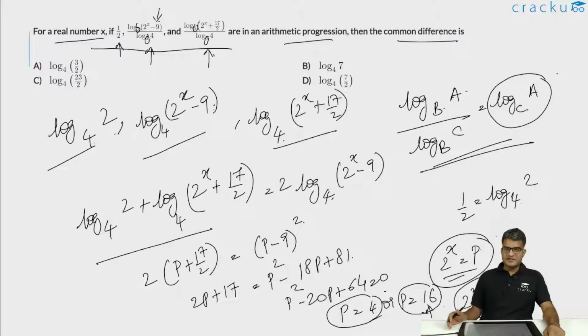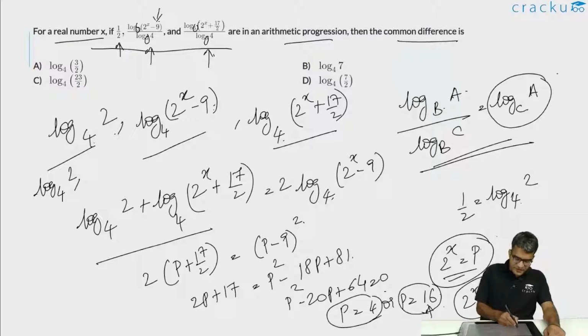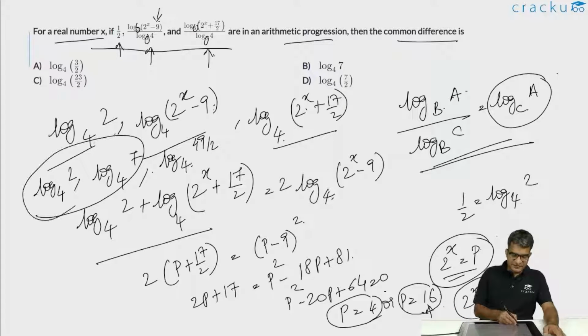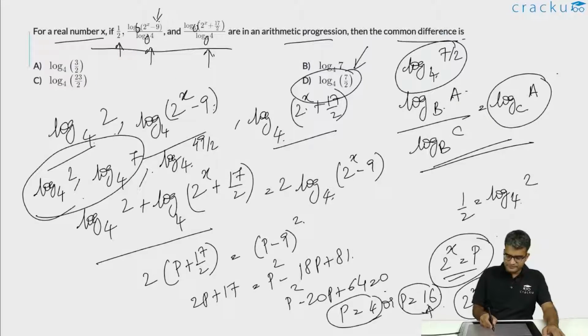The three terms which are in an arithmetic progression are log 2 to the base 4, log of 2 to the power x is 16, 16 minus 9 is 7, 7 to the base 4, and log of 2 to the power x again is 16 plus 17 by 2 will be 49 by 2 to the base 4. So, the common difference is basically the middle term minus the first term, which is equal to log of 7 by 2 to the base 4. So, the correct answer is option D.